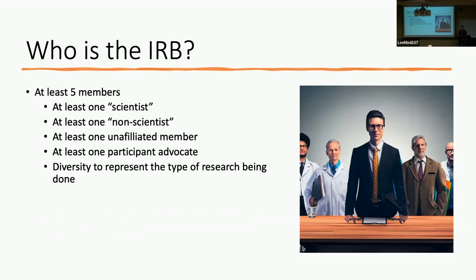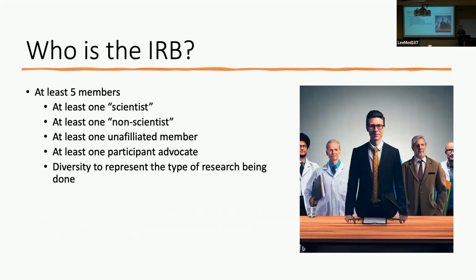So if you look at this, what it's saying is you need someone that understands science, someone that isn't all about science, someone that has no vested interest in what the university or the research institution does, and then 1 person that has a unique knowledge of the study population.